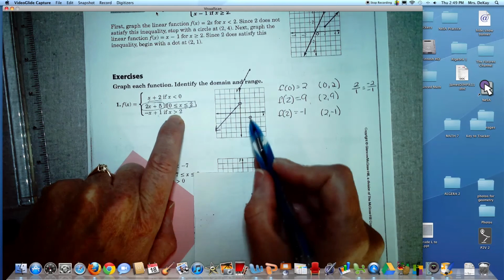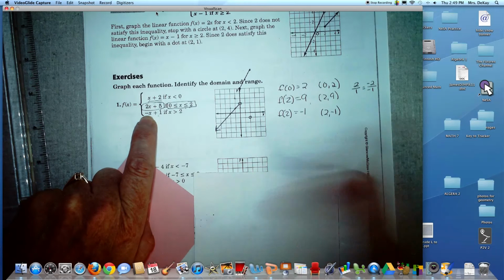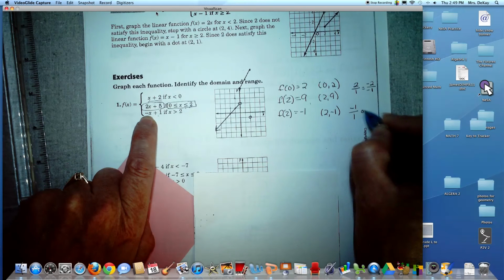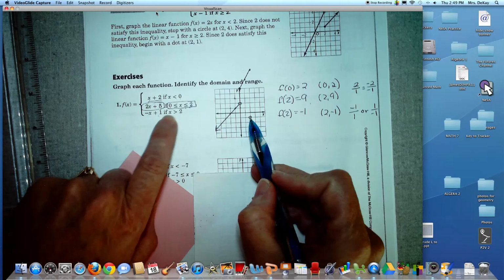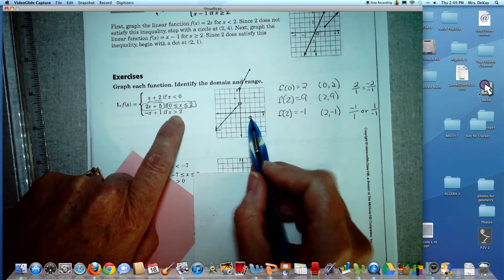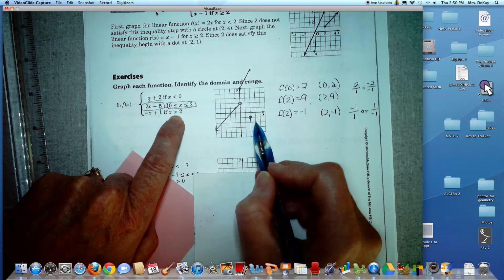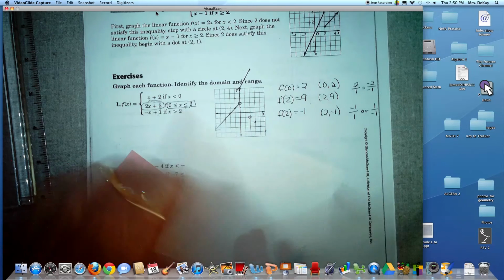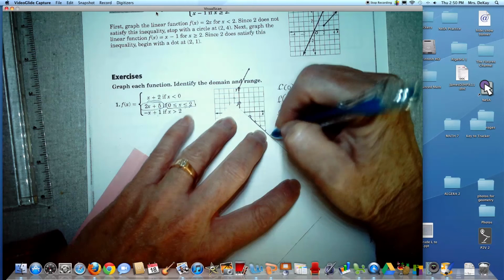And from there, I can do my slope, which is negative 1 over positive 1 or positive 1 over negative 1. And since this stuff is greater than 2, I want to go this way. I'm probably going to go down. Minus, plus, minus, plus. And I'm only going to graph this much of it.